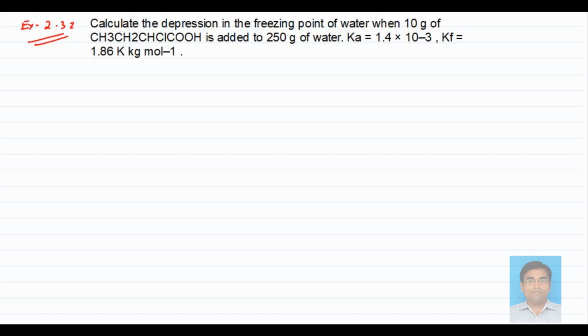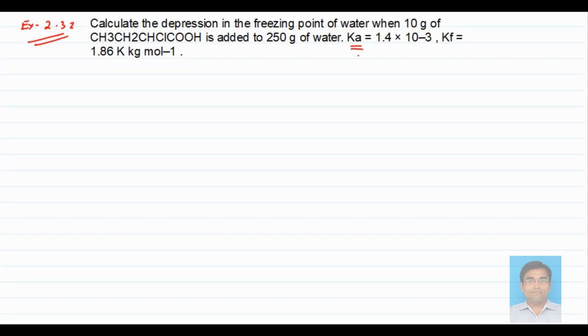Example number 2.32. Calculate the depression in the freezing point of water when 10 gram of 2-chlorobutanoic acid is added to 250 gram of water. The Ka for the reaction is equal to 1.4 into 10 raised to minus 3 and Kf equals 1.86 K kilogram per mole. Now here the value of Ka is given, which indicates that we must find out the degree of dissociation with the help of the value of Ka.